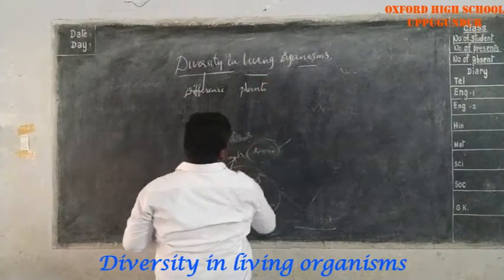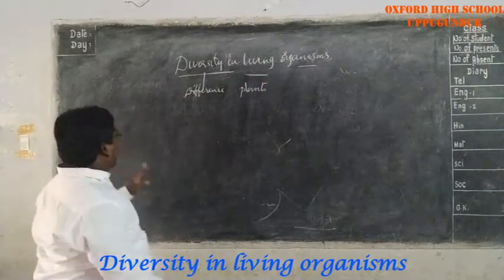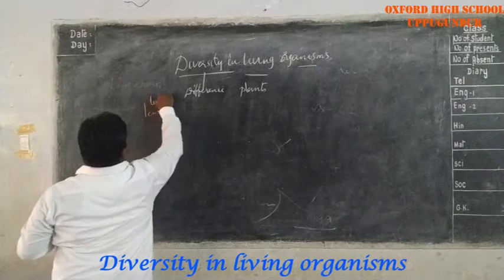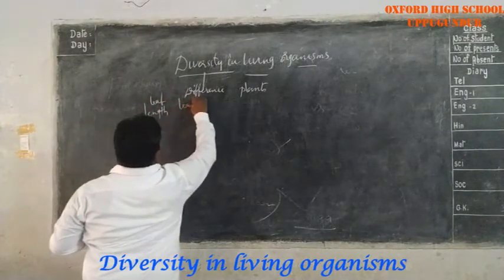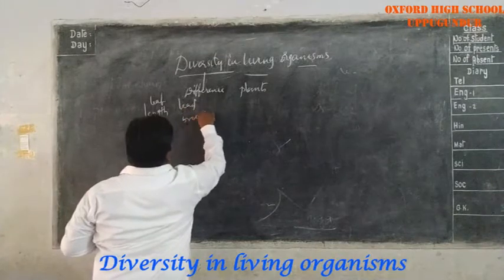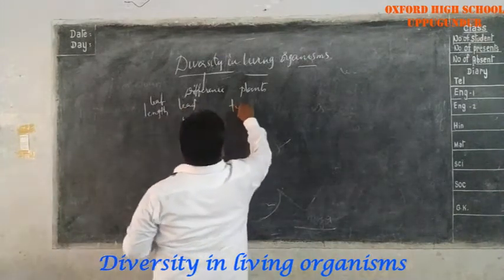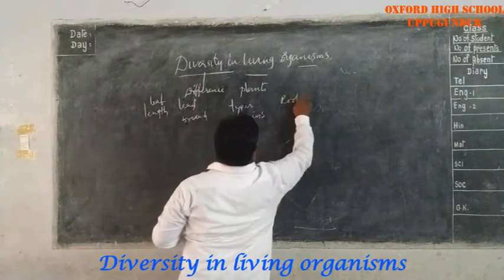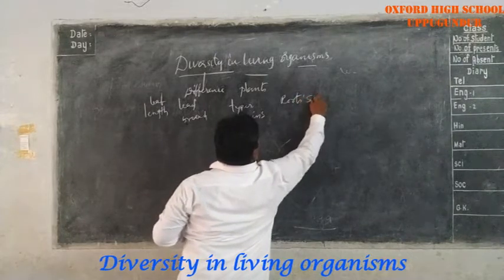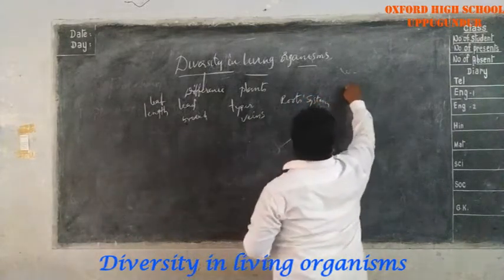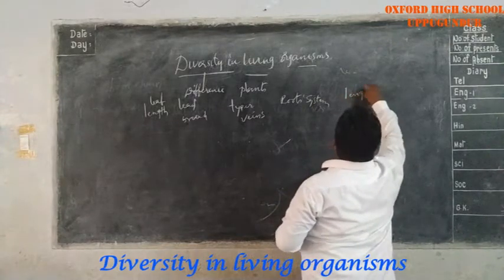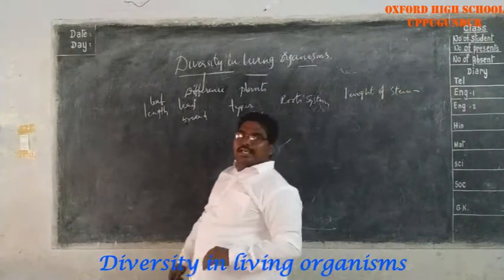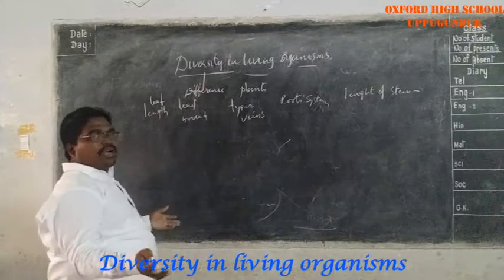Diversity in plants. Take different types of plants and measure their leaf length, leaf breadth, type of veins, roots, type of root system, and length of stem. We will take different types of plants. Whatever you want, you can take.